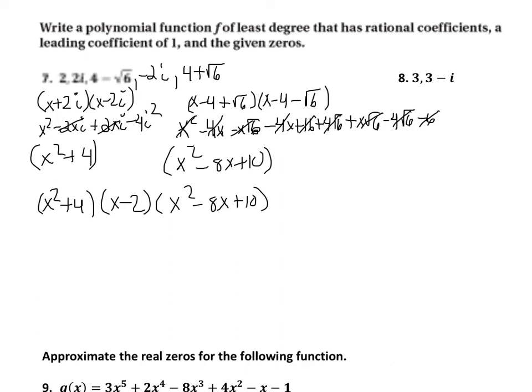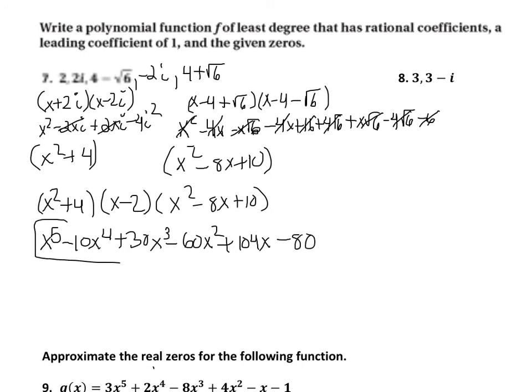So what you'd have to do is finish multiplying all that out, and I'll tell you what you get. If you finish multiplying everything out, you should get x to the 5th minus 10x to the 4th plus 30x to the 3rd minus 60x squared plus 104x minus 80. So I would recommend multiplying that out yourself and checking to see if you can do it, because that's something you should be able to do.